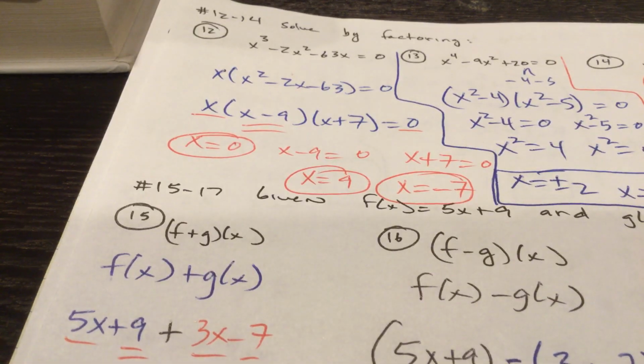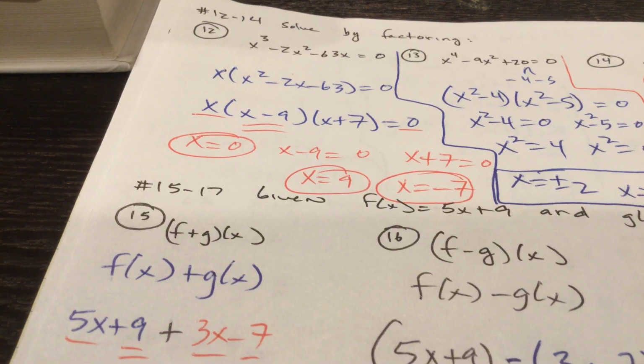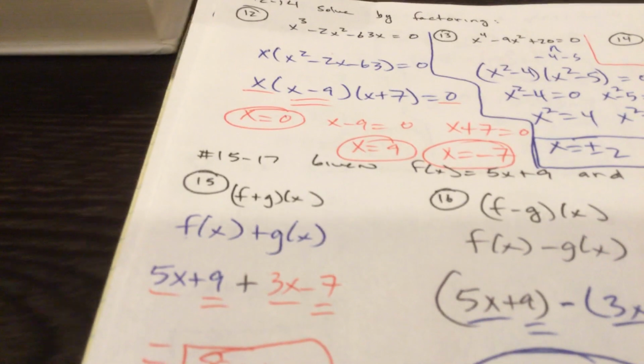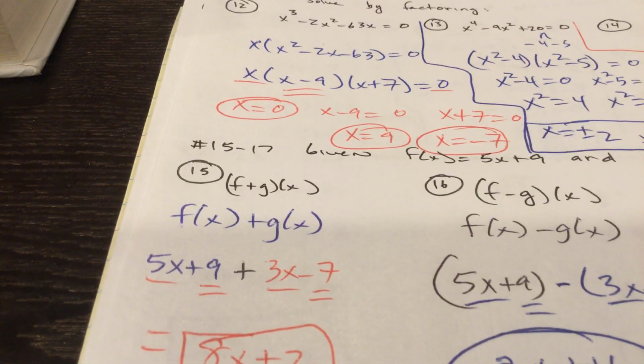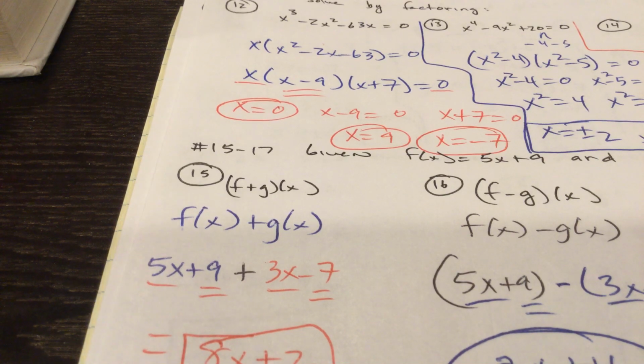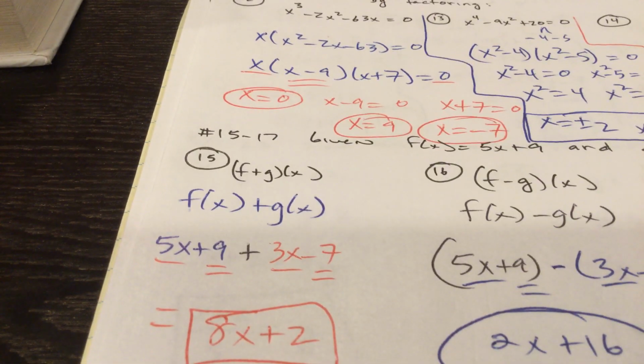For 15 through 17, given f of x is 5x plus 9 and g of x is 3x minus 7, find on 15 f plus g of x. That's f of x plus g of x. So take f of x, which is 5x plus 9, and add it to 3x minus 7. There you go.